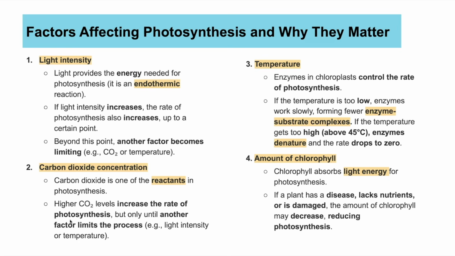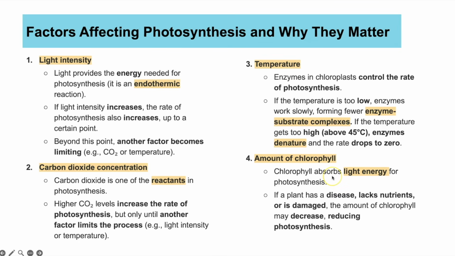Then temperature. This links to enzymes because if you don't have a high enough temperature, then there's not enough kinetic energy for those enzymes to form enzyme substrate complexes. And if the temperature is too high, that would denature enzymes. So again, you won't have the enzyme substrate complexes, and that can cause the rate of reaction to drop to 0. Lastly, the amount of chlorophyll. That is the green coloured pigment inside of the chloroplasts.